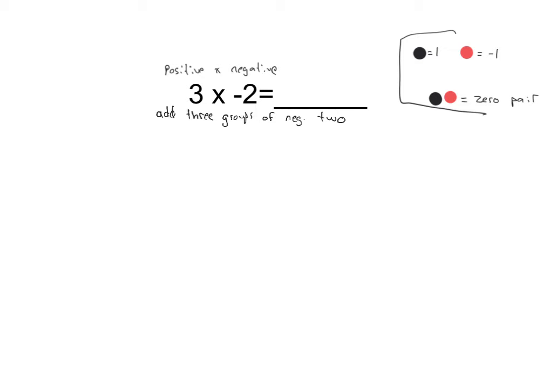All right, so I'm going to need to pull out my negative tiles here. And I have 3 groups of -2 tiles. There's 1 group of -2. There's 2 groups of -2. And here is 3 groups of -2. So in total, we have 6 negatives. So our solution of 3 times -2 is -6.